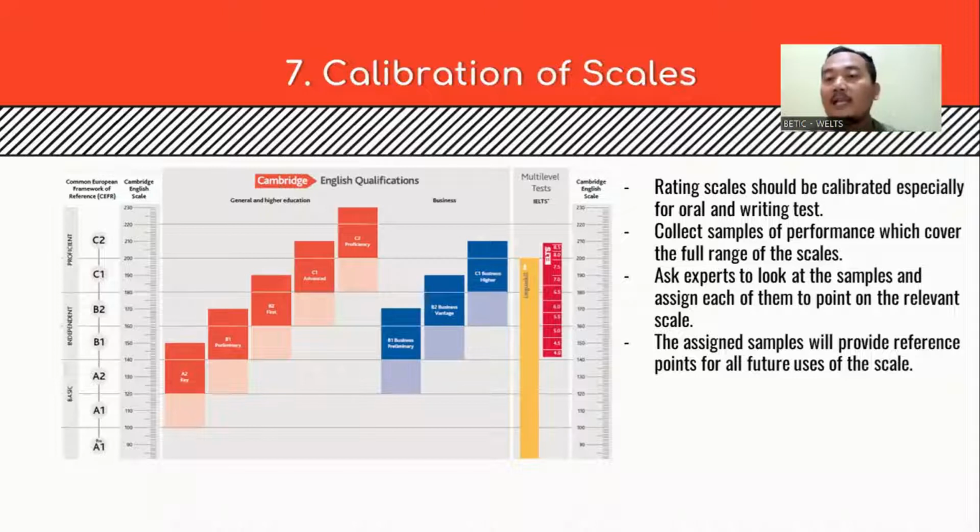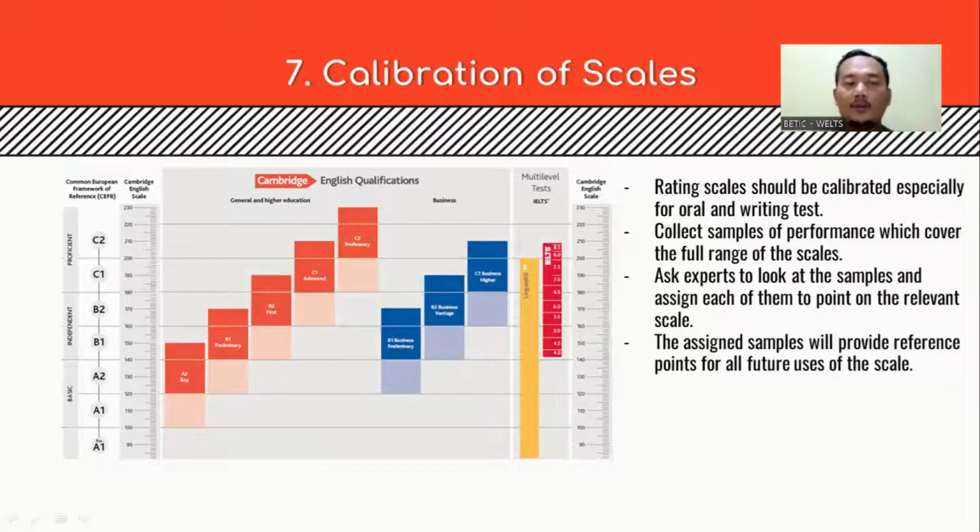Rating skills should be calibrated, especially for oral and written tests, since they are not multiple choice. They need really deep consideration, so we need the framework. We need rubrics to score the answers for oral and writing tasks. Then we collect samples of performance which cover the full range of the skills. Then we ask some experts to look at the samples and assign each of them to a point on the relevant skill. The assigned samples will provide reference points for all future users of the skills.